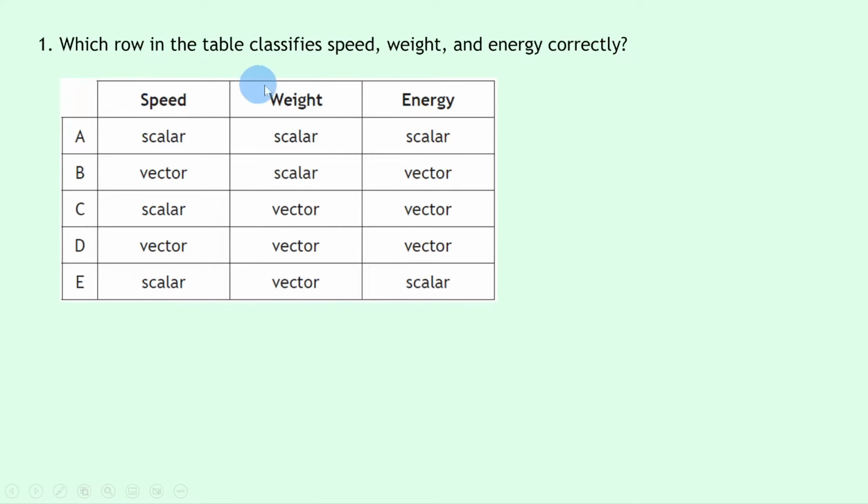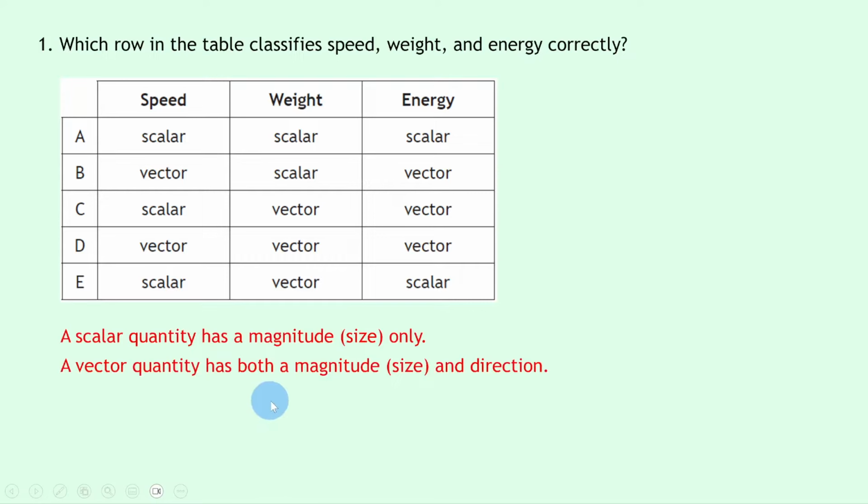Question 1 says, which row in the table classifies speed, weight and energy correctly? And our options here are scalar and vector. Well, remember a scalar quantity has a magnitude or size only, whereas a vector quantity has both a magnitude or size and a direction. So for these we just need to think about where direction is important.